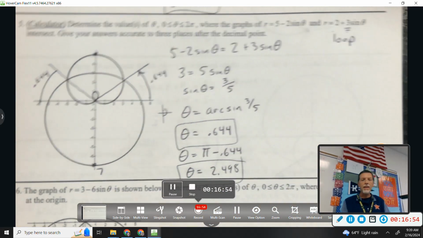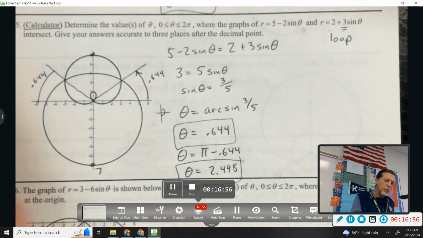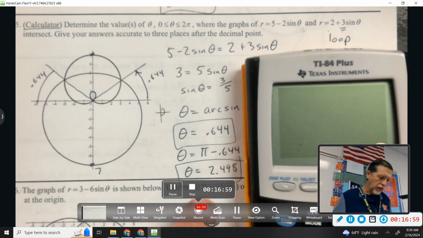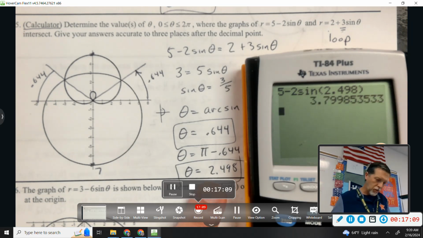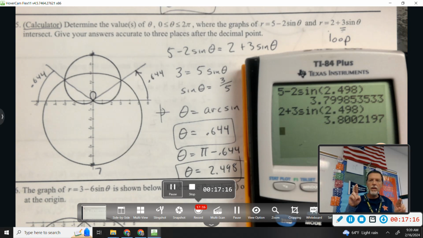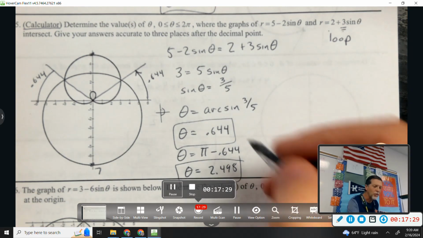And again, especially on that second angle, if you're not sure about that, then plug it back in. 5 minus 2 sine 2.498, because it doesn't take long. And the other side is supposed to be 2 plus 3 sine 2.498. Those are supposed to be the same. Or they don't look the same, but then you realize, oh, well, they're both 3.800, so I feel good about that. Again, you don't have to check, but it's so quick and so easy to check that you can feel good about those two answers.